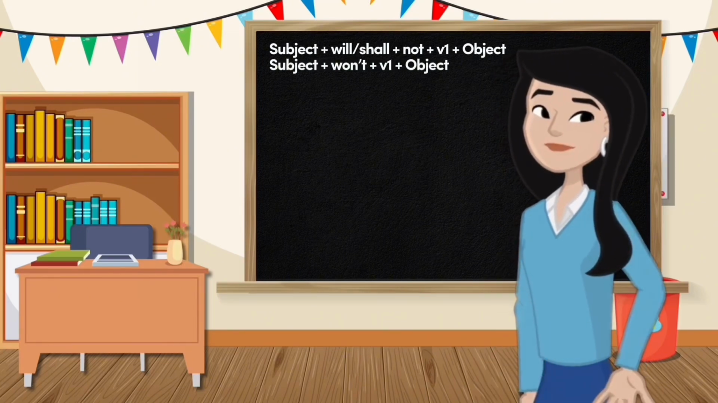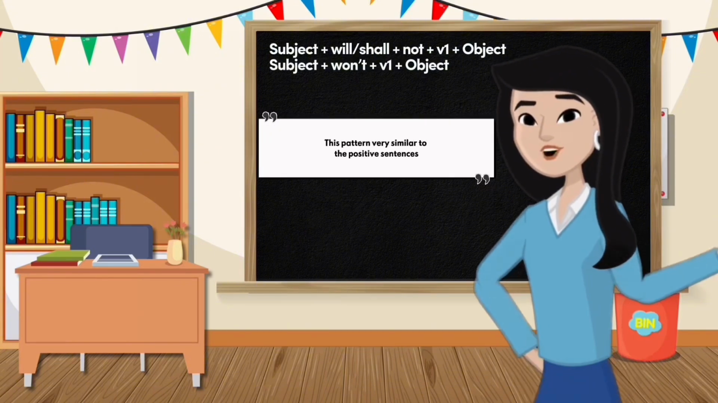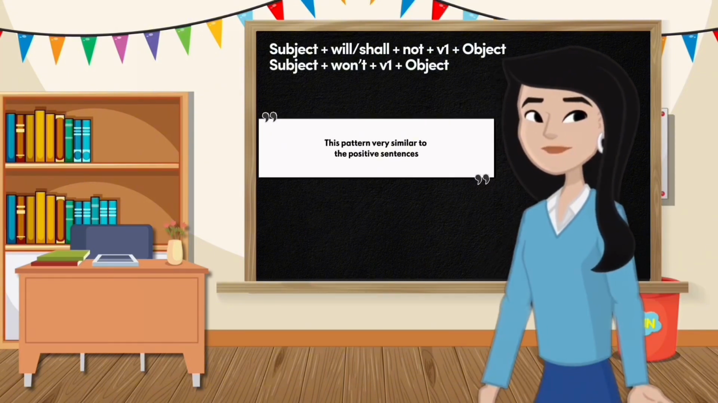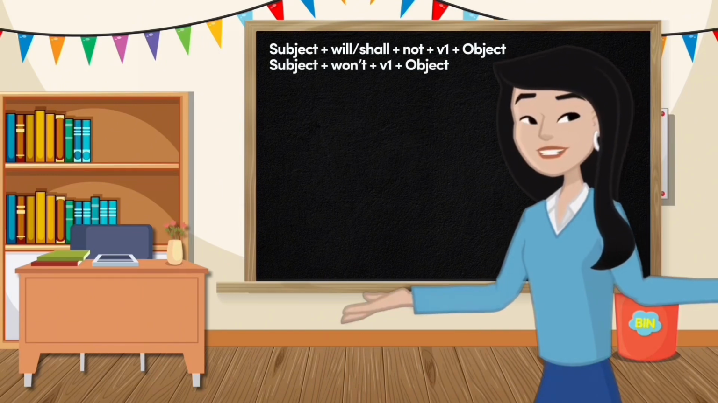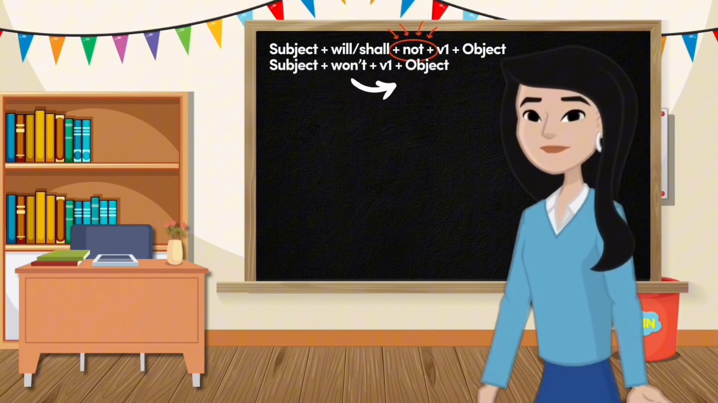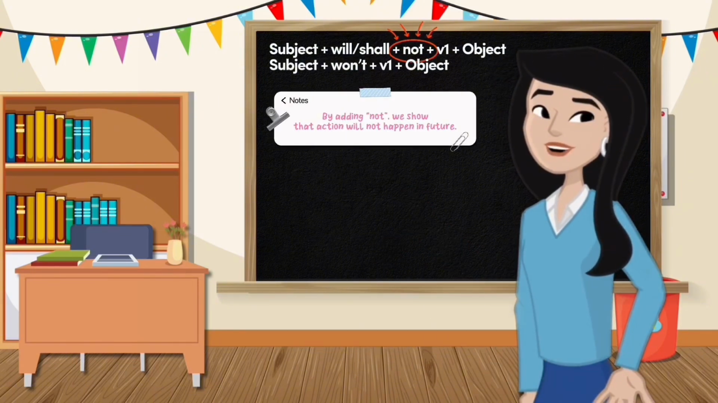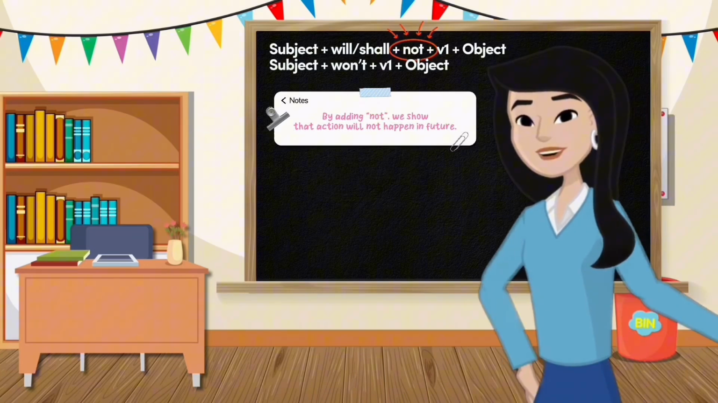So this formula is very similar to the positive sentences, but the only difference is that we add the word not after will. By adding not, we show that the action will not happen in the future.